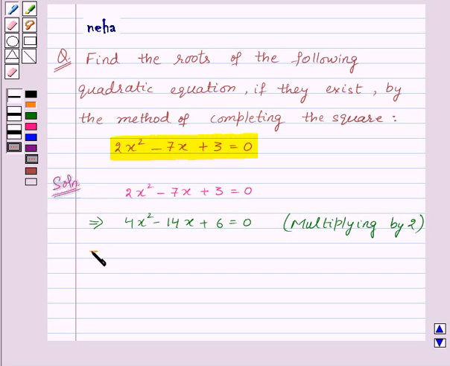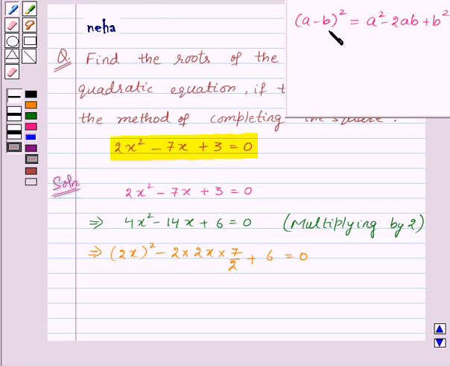Now we can write this equation as 2x whole square minus 2 into 2x into 7 upon 2 plus 6 equal to 0. Here we have 2 into 2, that is 4x, into 7 upon 2, that is 14x. Also we know that a minus b whole square is equal to a square minus 2ab plus b square. So if we compare the RHS of this identity with the first two terms of the given expression, then we can say that here a is 2x and b is 7 upon 2.